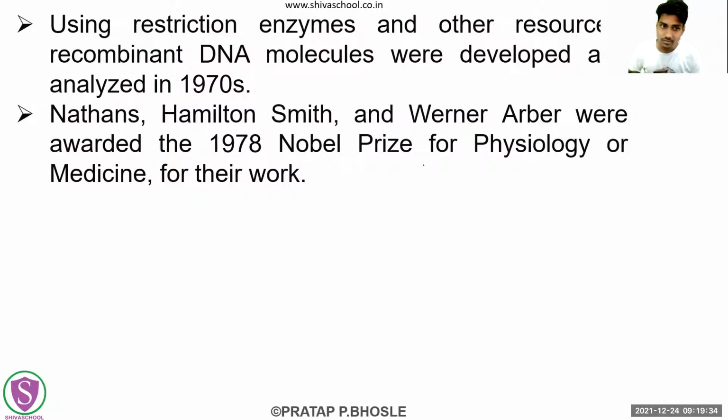For this work, Nathans, Hamilton and Warner also got awarded a Nobel Prize in 1978, because from here on recombinant DNA technologies were in full swing. Obviously it was not just one paper. There are a lot of other research papers, and the entire body of research ultimately helped recombinant DNA technology take a particular form.